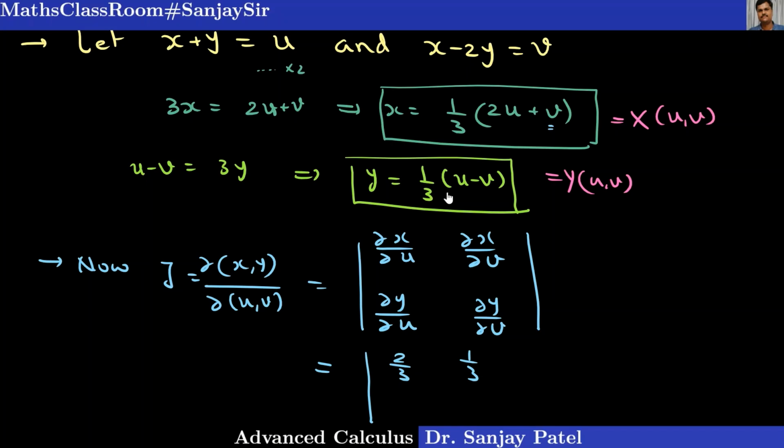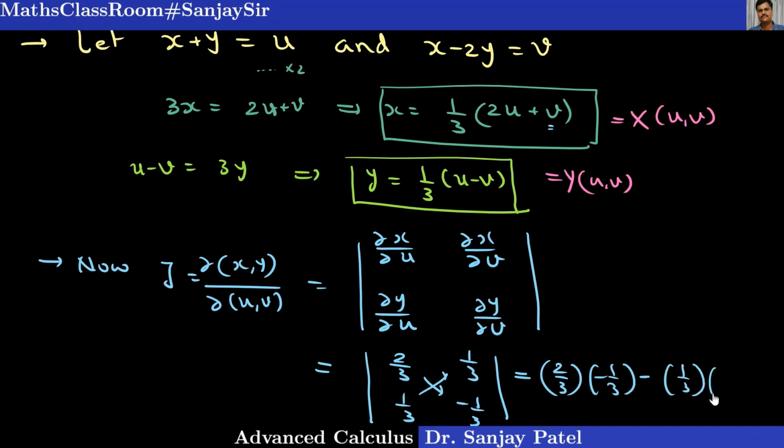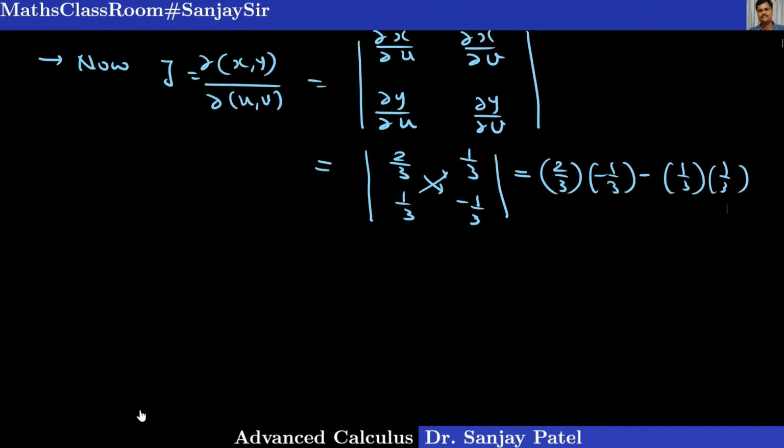And the derivative of y with respect to u is 1 by 3. The derivative of y with respect to v is 1 by 3 into 0 minus 1, so it is minus 1 by 3. So this into this minus this into this: 2 by 3 into minus 1 by 3, minus 1 by 3 into 1 by 3. Simplifying, that is minus 2 by 9 and minus 1 by 9, that is minus 3 by 9, so it is nothing but minus 1 by 3.